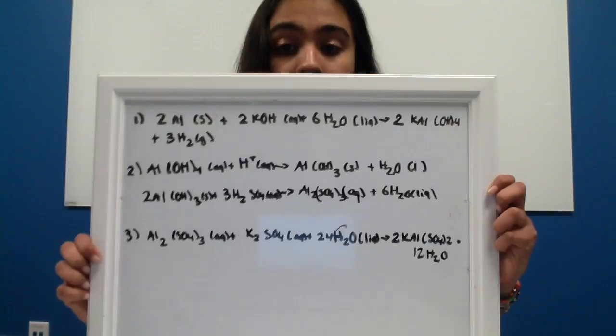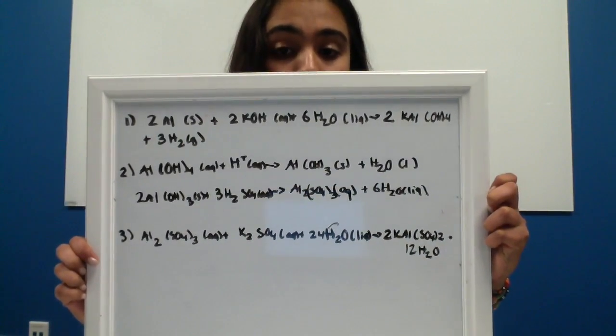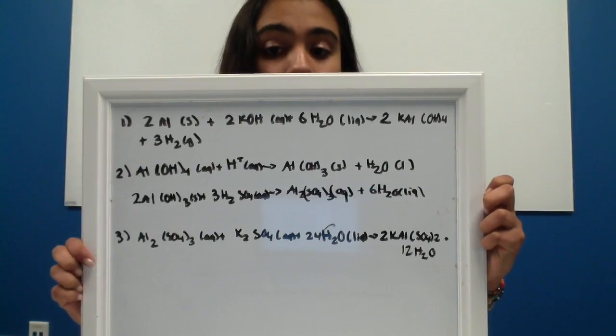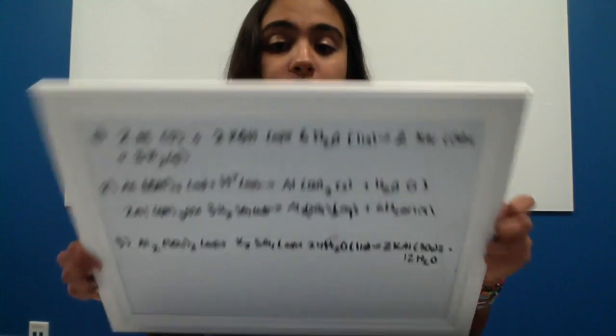Upon cooling, crystals of hydrated potassium aluminum sulfate are deposited, yielding KAl(SO4)2 times 12H2O. The final equation is Al2(SO4)3 aqueous plus K2SO4 aqueous plus 24H2O liquid yields 2KAl(SO4)2 times 12H2O.